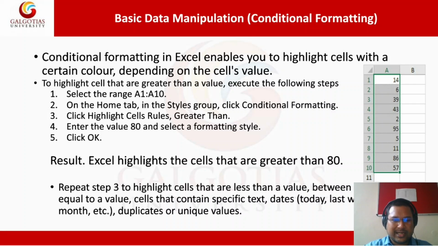Now there are different types of options you will get. One of them is Highlight Cell Rules. Click Highlight Cell Rules, then select Greater Than. When you click on this, you will be asked for a value. Enter the value 80 and select the formatting style. Click OK. What will happen? Excel highlights the cells that are greater than 80. This particular step can be repeated for many other tasks, which I'll discuss in a minute.